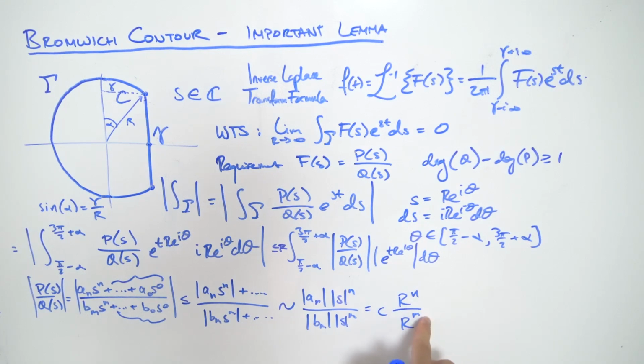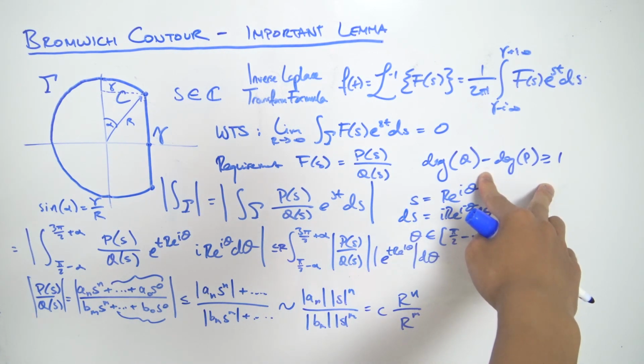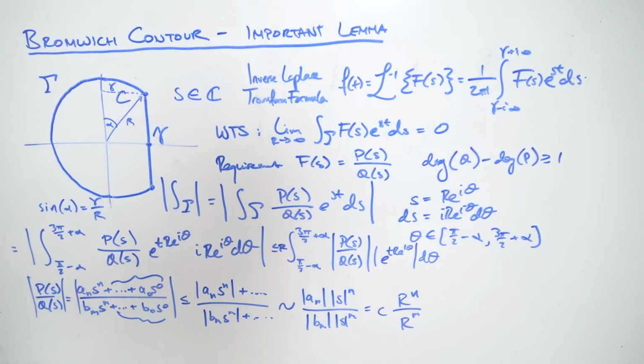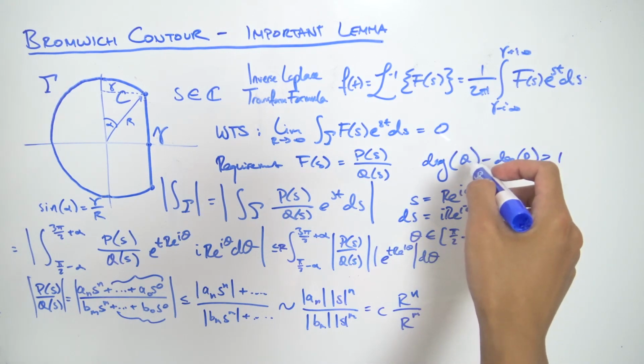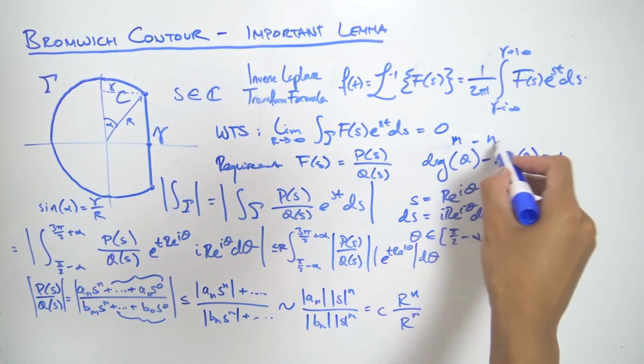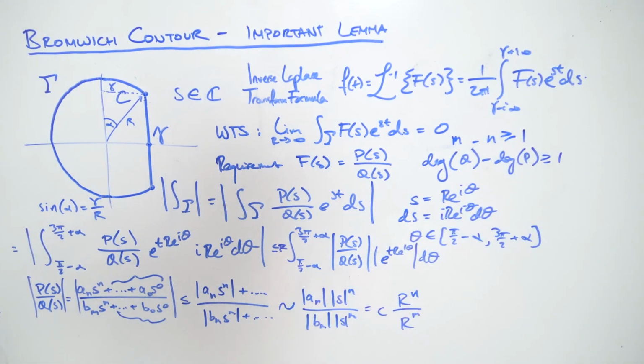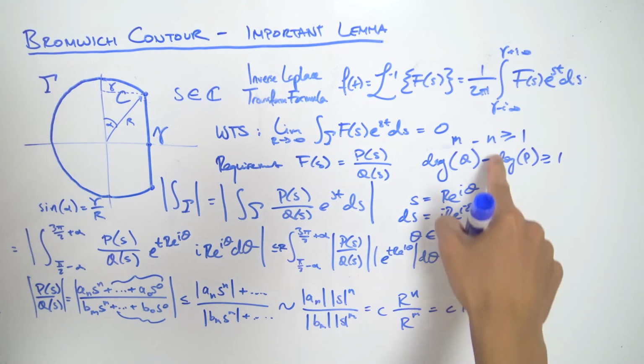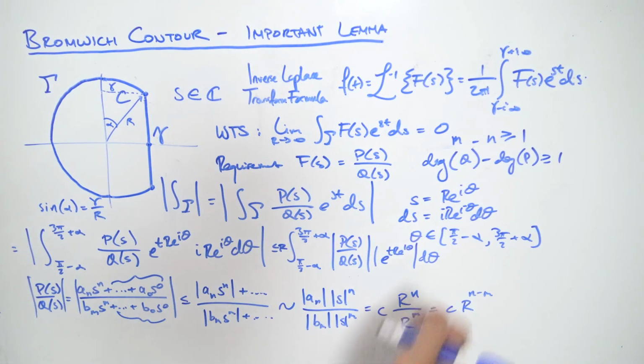And notice n and m are actually the respective degrees of the polynomials p and q. So since we have this inequality over here, the degree of q minus the degree of p is greater than or equal to 1, we can do something similar down here because the degree of q is exactly m, the degree of p is exactly n, and this is greater than or equal to 1. Well, if you look at this fraction over here, we can say this is c times r to the n minus m. Well, n minus m is going to be less than or equal to negative 1.